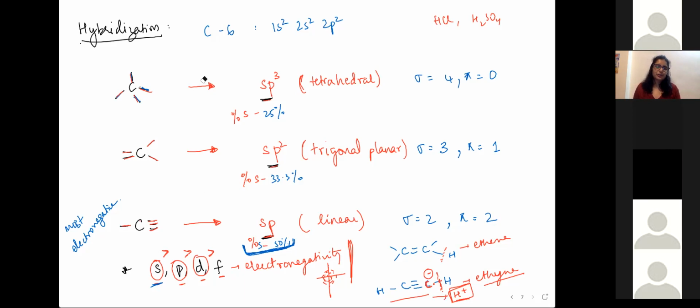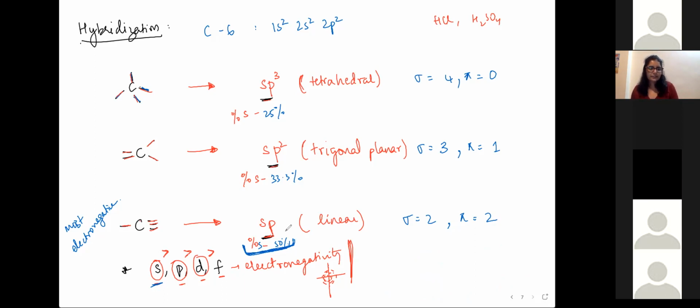And that comes due to hybridization. That's why I need you guys to be familiar with these properties. One, depending on what kind of bond carbon has, what is its hybridization? And two, what is the importance of this hybridization? The main thing being the order of electronegativity. So sp has maximum electronegativity, followed by sp2, followed by sp3. So this is the order of electronegativity.